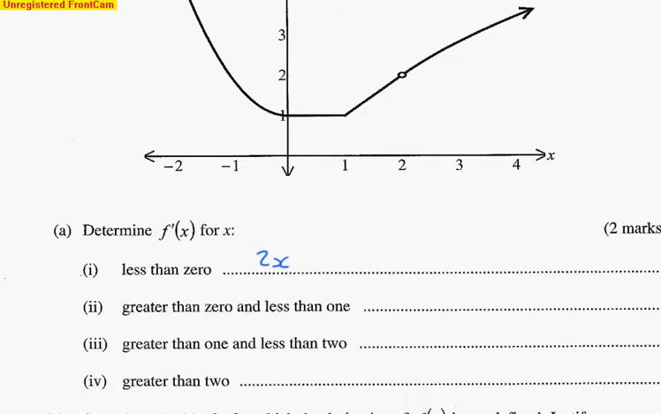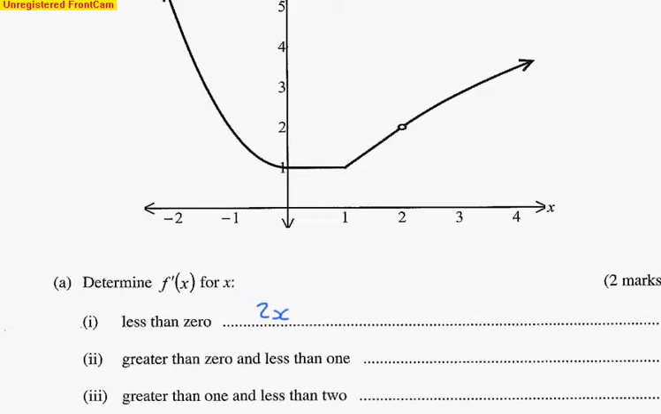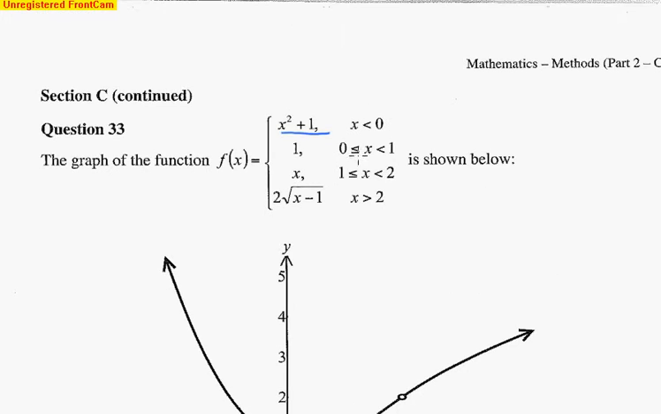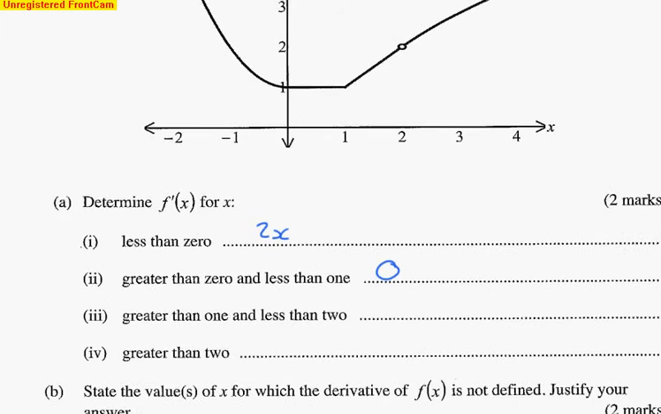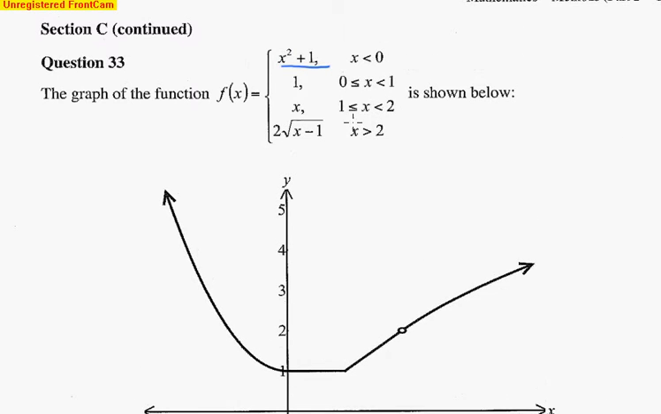When x is greater than 0 and less than 1, that must be the second bit. If the function is 1, just a number, the derivative is 0. Greater than 1 and less than 2, there we go. We've got x, and the derivative of x is just 1.